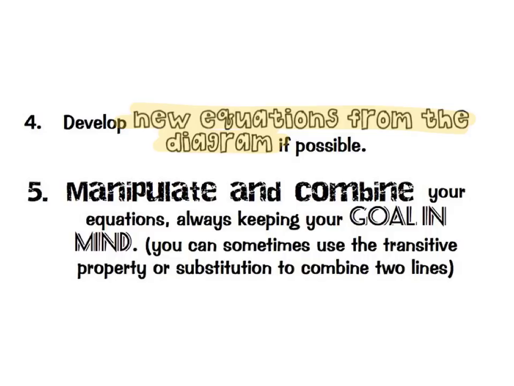Last but not least, we want to manipulate and combine all of our equations, always keeping your goal in mind. If it's not going to help you prove what you're trying to prove or reach your goal, there's no point in writing it down as a statement. Remember, you can always use the transitive property or substitution to combine two lines or relate two lines together. These are the common steps that we used to solve algebraic proofs, that we're going to use to solve segment proofs today, and we'll get to angle proofs next time, but don't worry about angle proofs for now.